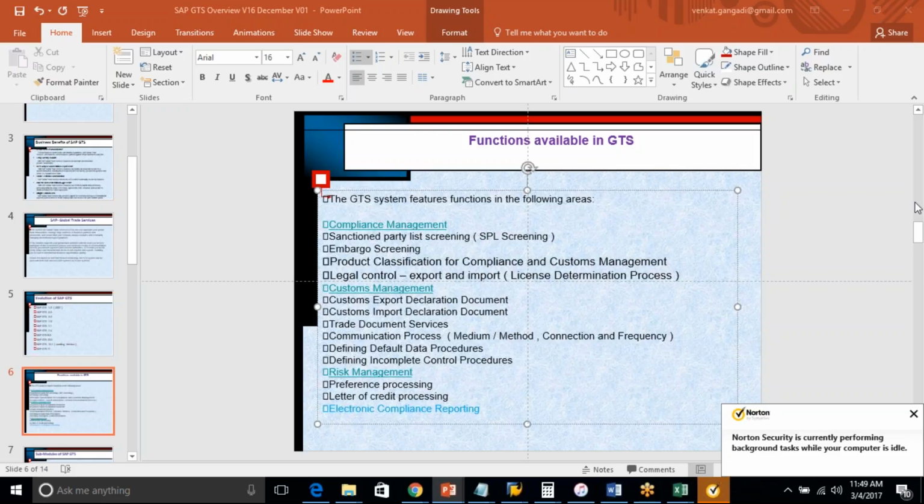Okay, and tomorrow we are going to talk about the integration part. It is a very important and very interesting topic. We will also look at the system for a few things, the activation of the BADIs and other related things. Please join tomorrow at the same time.